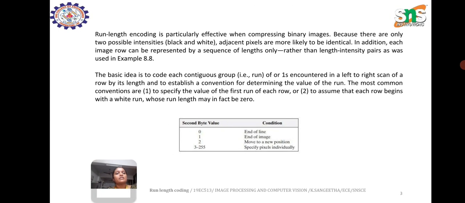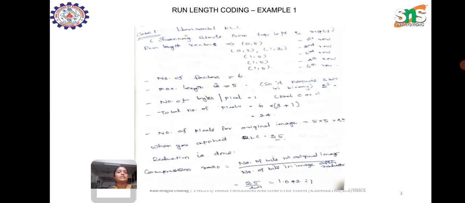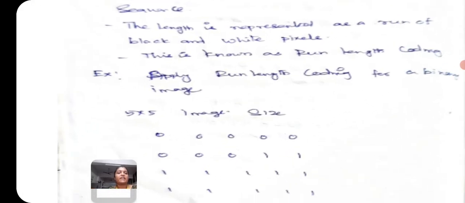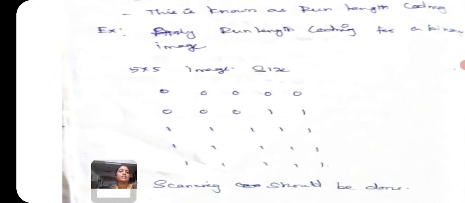Let us have a small example. Consider this 5 cross 5 binary image matrix. The matrix values are: in the first row all are 0, in the second row the first 3 columns are 0 and the others are 1, and the third, fourth and fifth rows contain only ones. Here 0 and 1 are the pixel values. Using run length coding, we will scan each row from left to right and encode the consecutive pixel values as runs. In the first row, there is a run of 5 zeros.